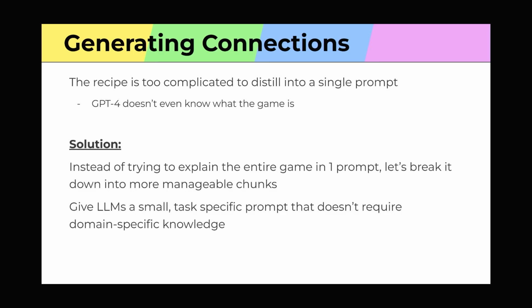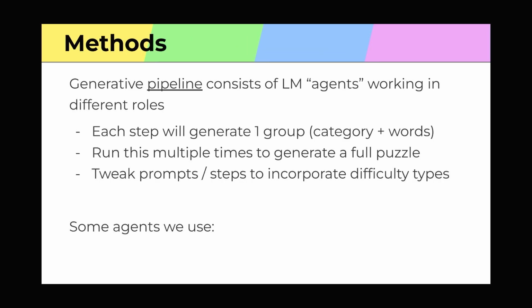So our solution to this problem is that instead of trying to explain the entire game in a single prompt, let's break it down into more manageable chunks, into smaller tasks that we know an LLM is capable of. So we're giving small task-specific prompts that don't require all this domain-specific knowledge of Connections and what makes it good. So we're going to do this by creating a generative pipeline consisting of language model agents that are all working in different roles to create a puzzle.